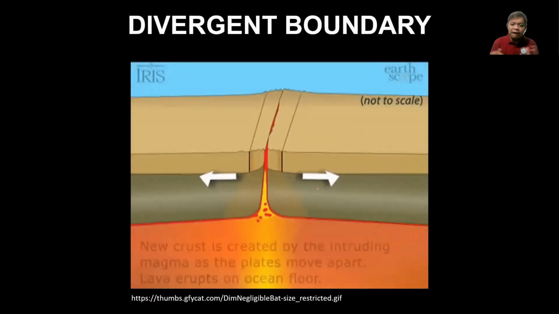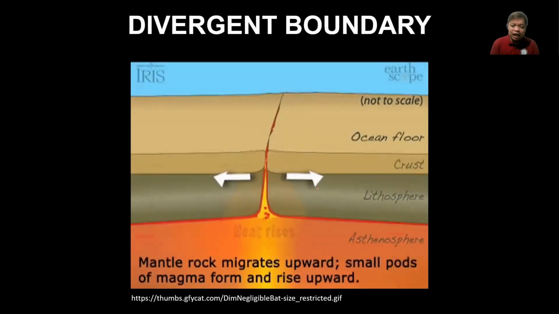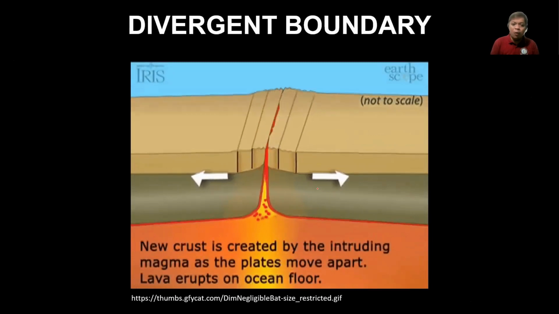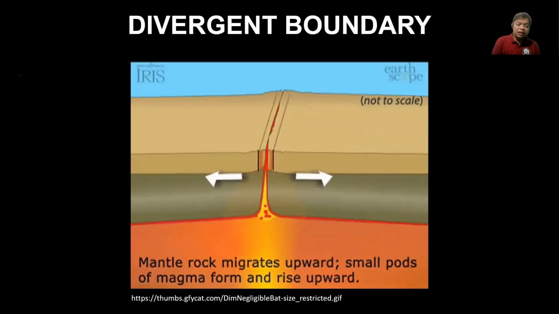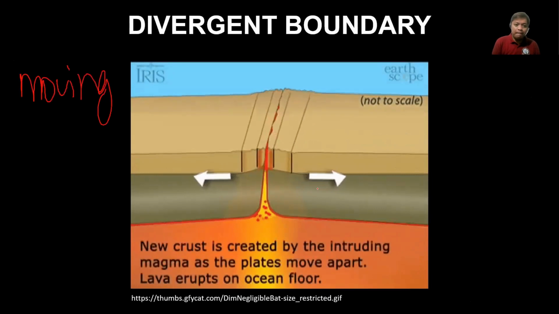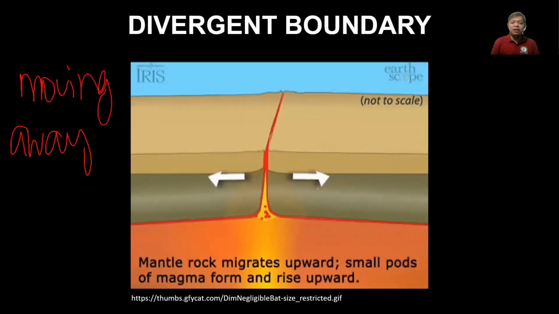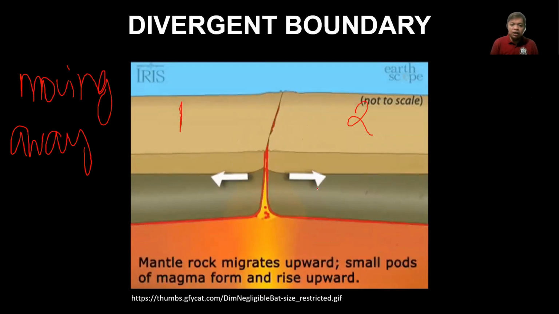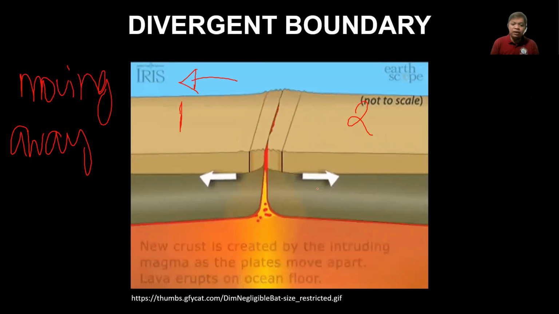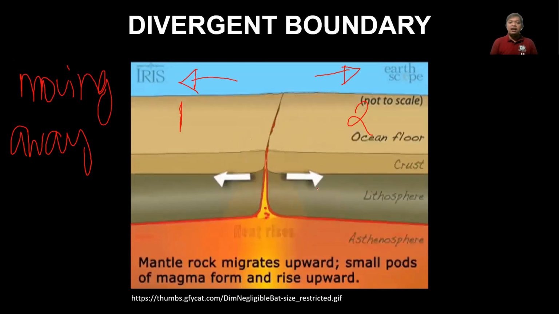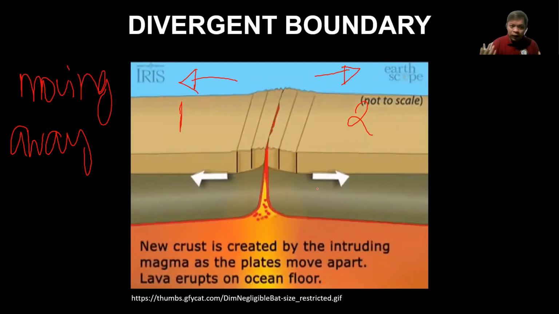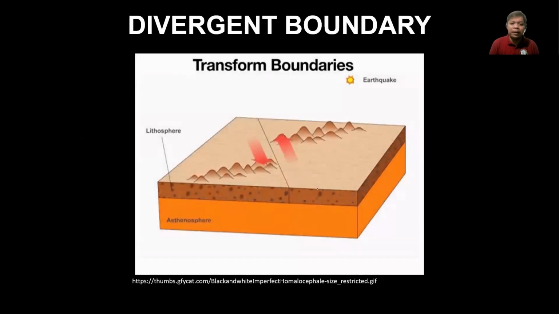So from the term itself, diverge, ibig sabihin naghihiwalay. Okay, naghihiwalay. So this is an area where 2 plates are moving away from each other. So this time, the plates are moving away from each other. So here, we have plate 1 here and plate number 2 here. So plate 1 is moving to the left and plate 2 is moving to the right. So ang tawag po natin dyan is divergent boundary. To diverge, maghiwalay.